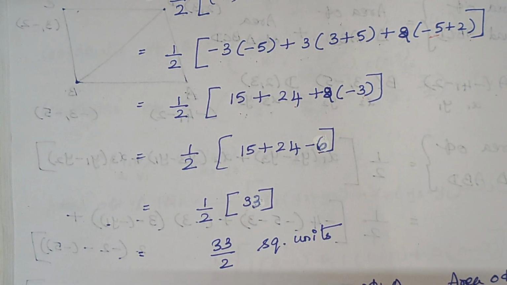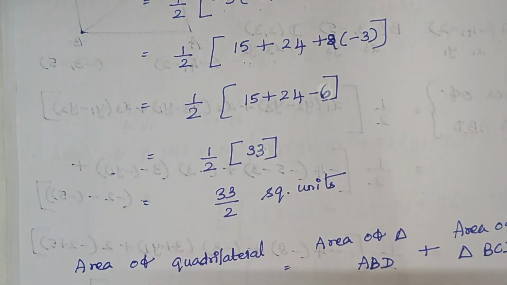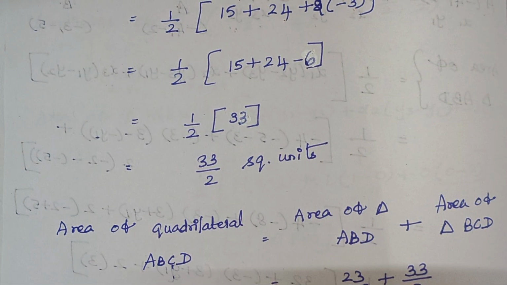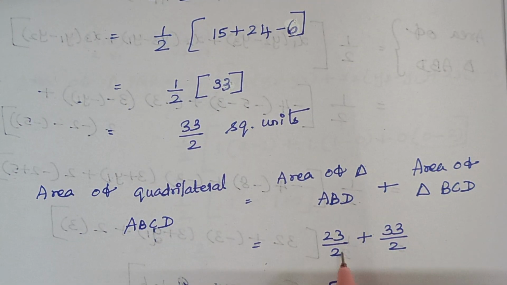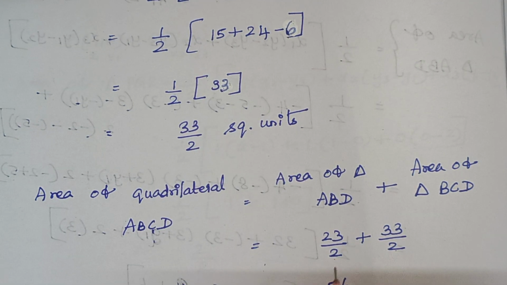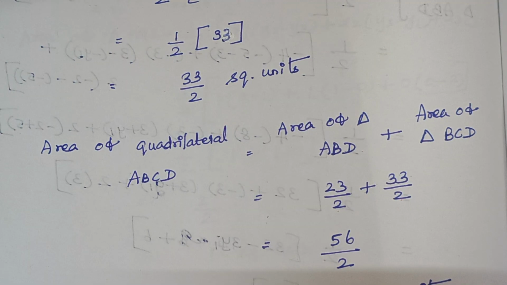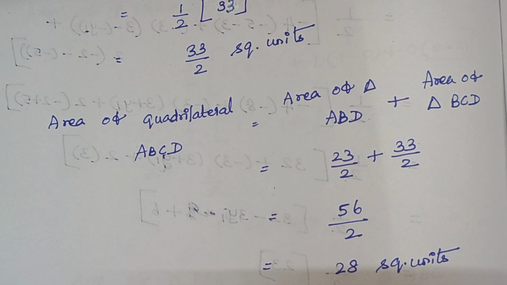Anyway, we have to find the area of the quadrilateral, that is, we have to add the areas of the two triangles we have calculated. Once you add, the area of triangle ABD is 23 by 2 and here it is 33 by 2. When you add, you get 56 by 2. So the final answer is 28 square units.